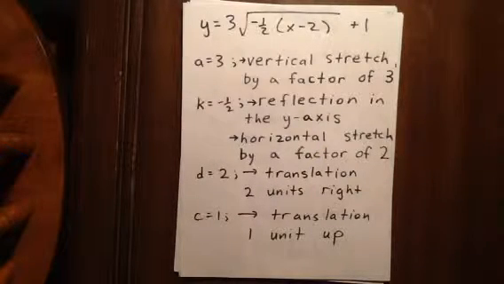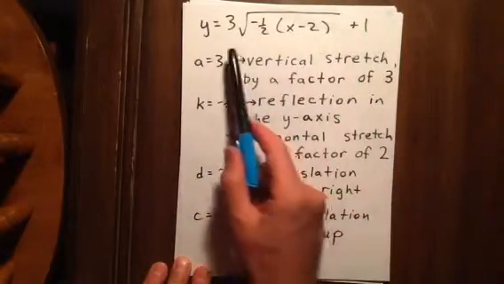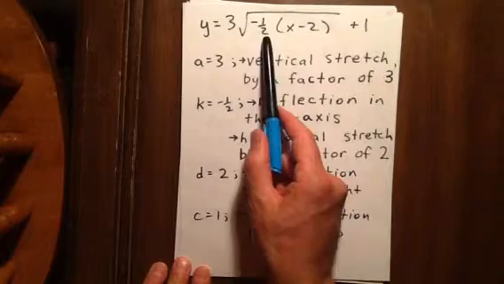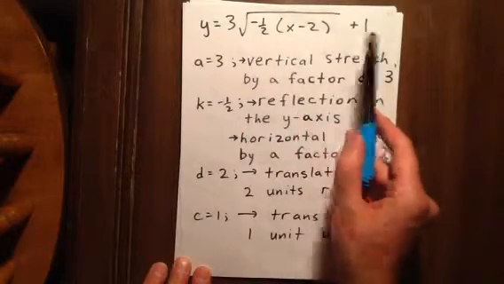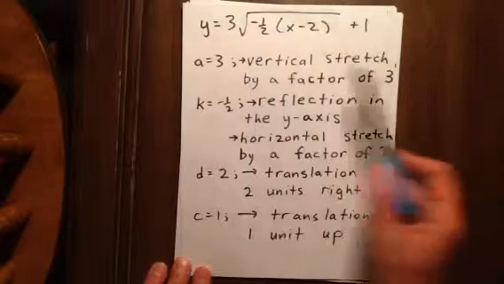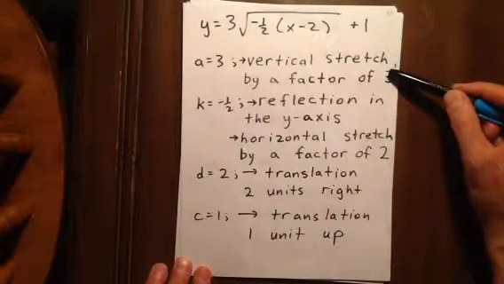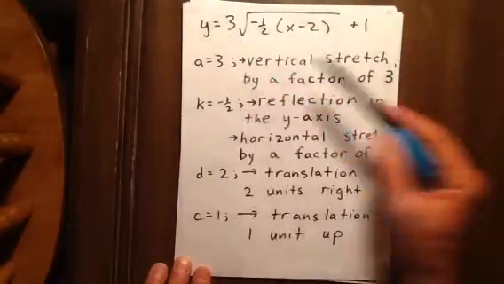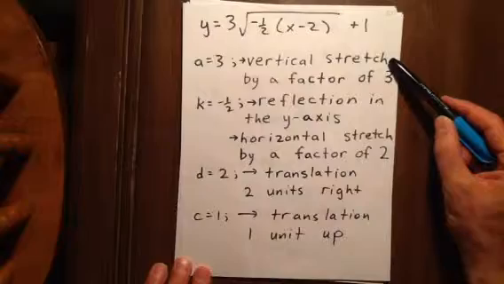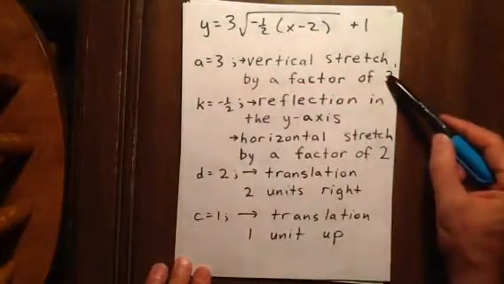Well, starting first with the verbal transformations. When we have it written in this form, we see that this is our a value, our k value, our d value, and our c value. Well, a equals 3, according to our information in the earlier page, means that we have a vertical stretch by a factor of 3. Okay, the magnitude is greater than 1, so we have a vertical stretch by a factor of 3 because we're going to multiply y by 3.